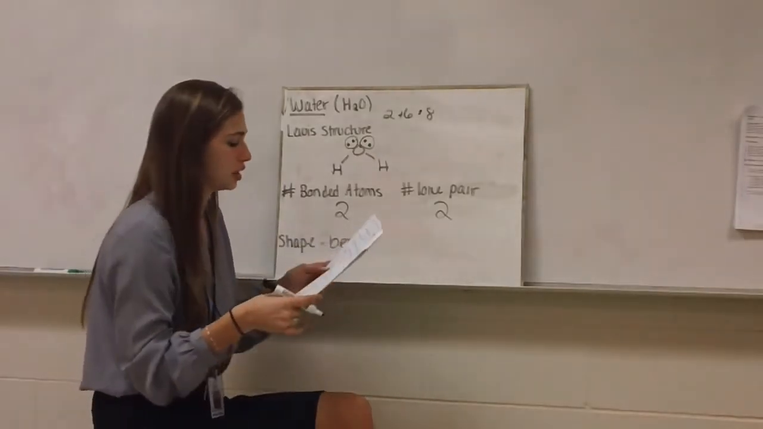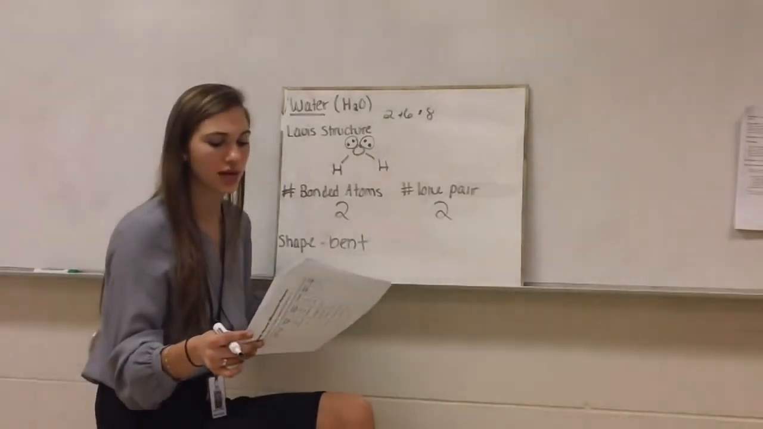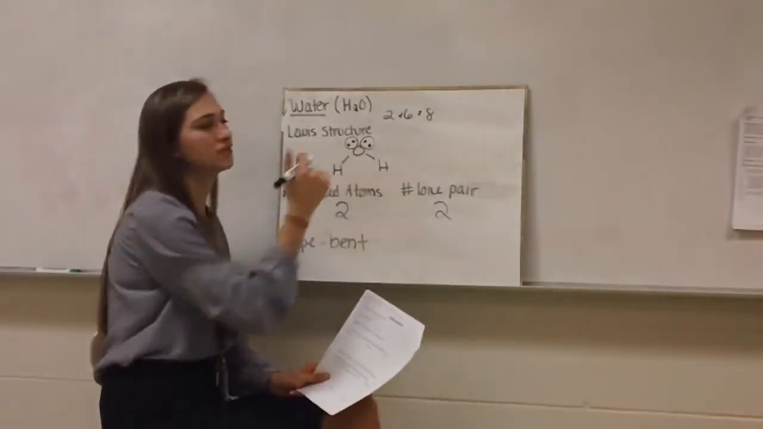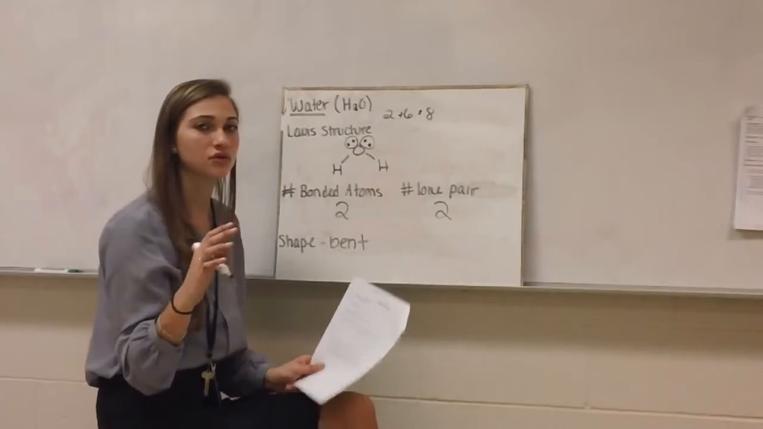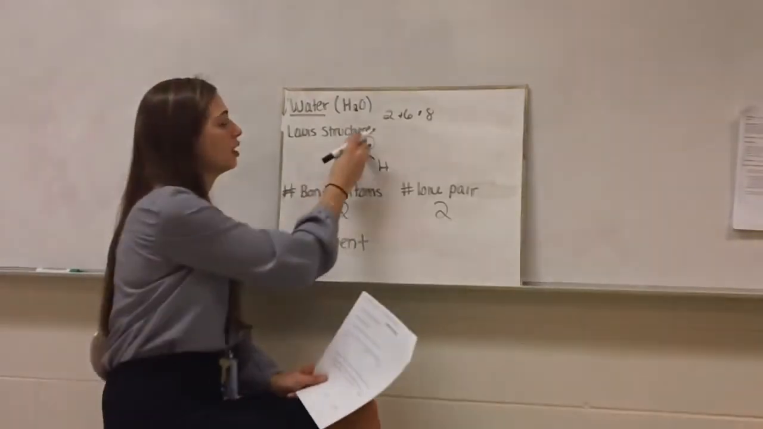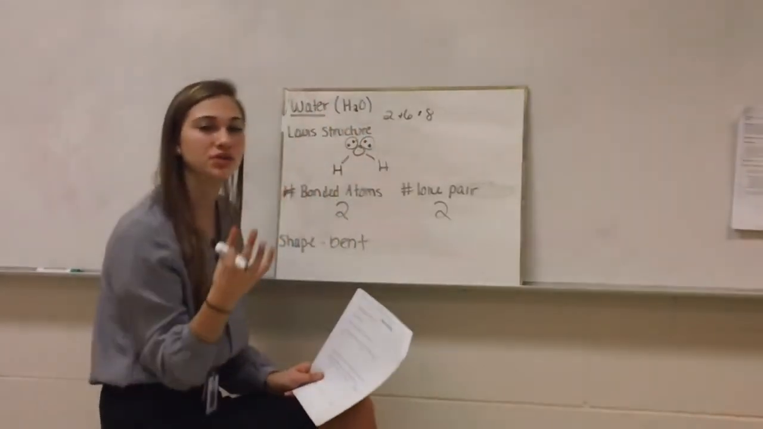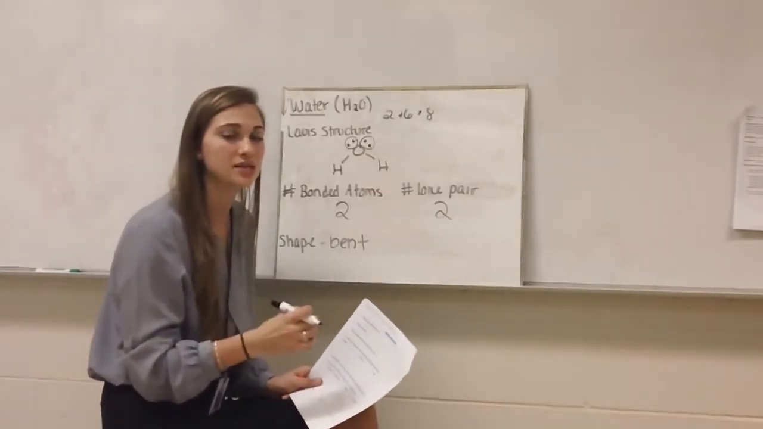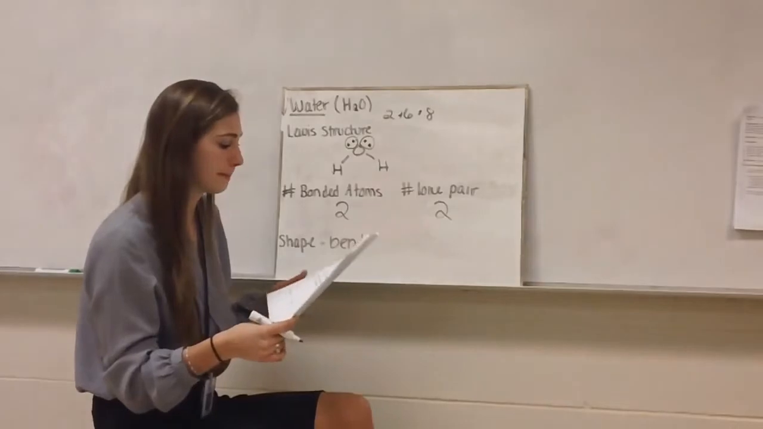All right, so what takes up more space around the central atom, a bonding pair or a lone pair? In a lone pair, we have 2 free electrons. Those 2 are going to try to go away from each other as much as possible. So our lone pairs are going to take up more space than our bonding pairs.